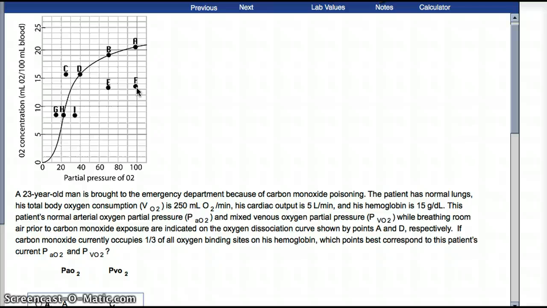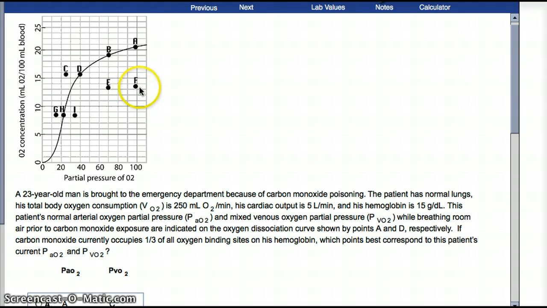So for the venous one, the mixed venous oxygen content from D, logically, if we just drop down here, the partial pressure is not going to change, but it's not the case. For the venous one, it's going to be the arterial oxygen content minus total body oxygen consumption divided by cardiac output. That would be the answer.